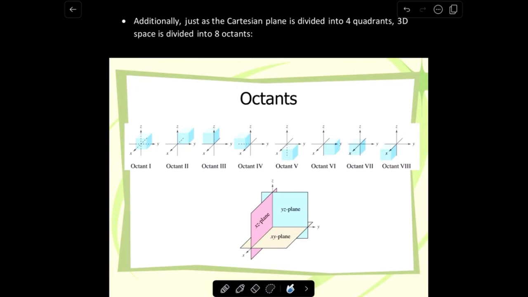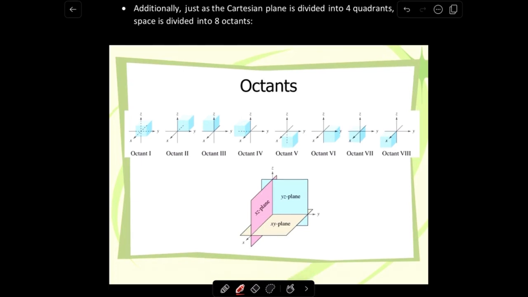Now, additionally, just as the Cartesian plane is divided into 4 quadrants, so you had quadrant 1, quadrant 2, quadrant 3, and quadrant 4, 3D space is divided into 8 octants. Quad means 4, oct is for 8, so 8 octants. We can't really say 8 quadrants, it wouldn't make sense. So here's the 3D coordinate system. I found a cool image. So here's the positive x-axis, the positive y-axis, and the positive z-axis. Don't worry too much about what those are. I'll explain them now. Let's go for the octants first.